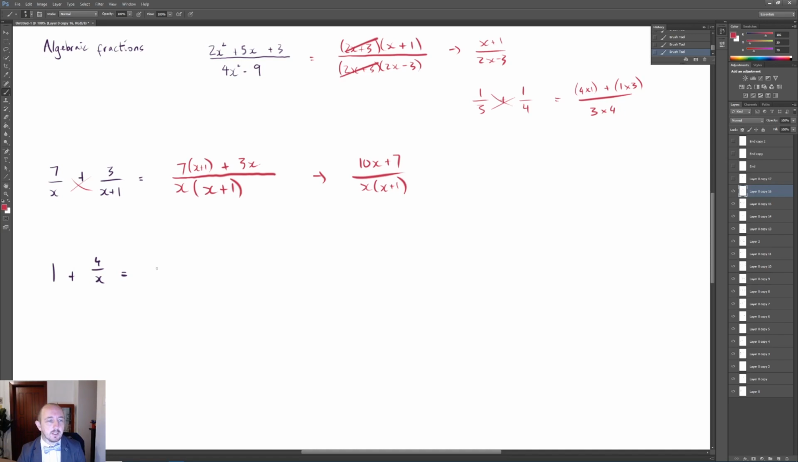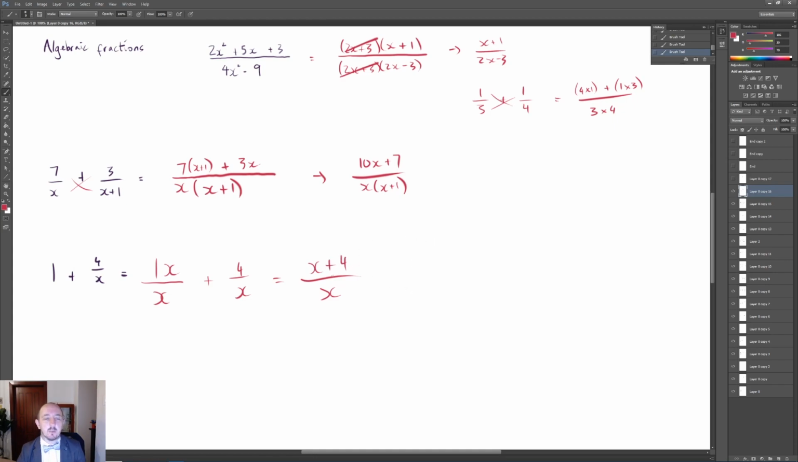So if I wanted to turn 1 into a fraction with x on the denominator, I would have to have an x in the numerator so that when they divide, they still give 1. So if you want to turn a number into an algebra term like that, we just multiply top and bottom by x in this case. So when we've got the 4 over x now, we've got that common denominator, so we get x plus 4.